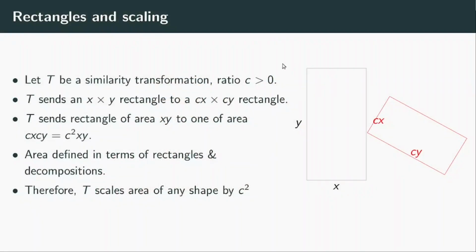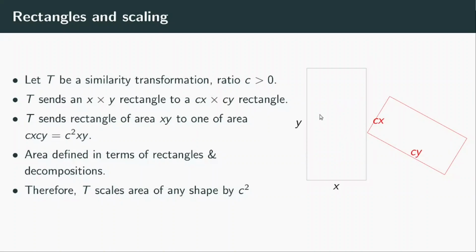Let T be a similarity transformation with some ratio c that is positive. So in my picture here, I have my original rectangle in black, and the image of it is in red. And I believe I chose my ratio to be something like 3/4. But this doesn't matter, right? You can take any ratio at all. And this will send, if I have a rectangle whose sides are x and y, it's going to send it to some rectangle that has sides cx and cy. That's by definition of a similarity transformation.